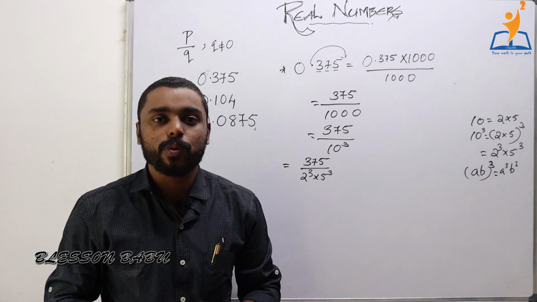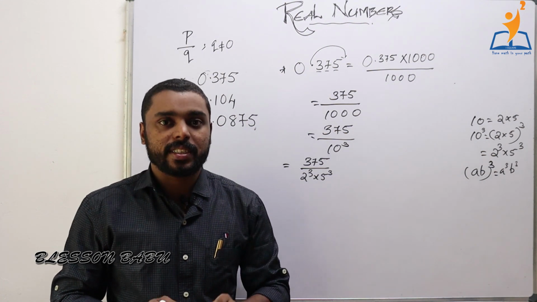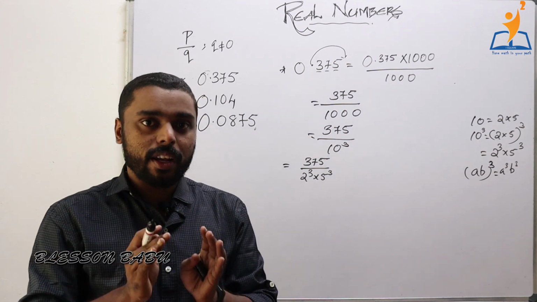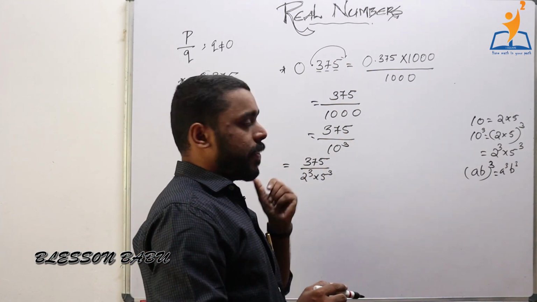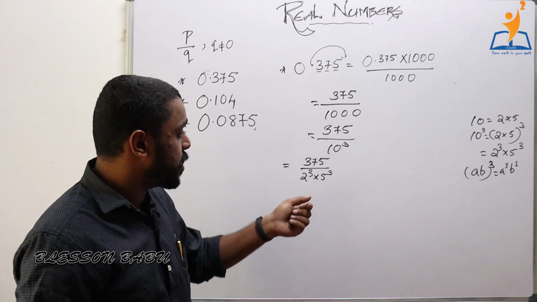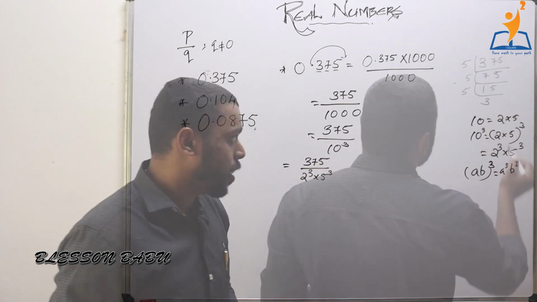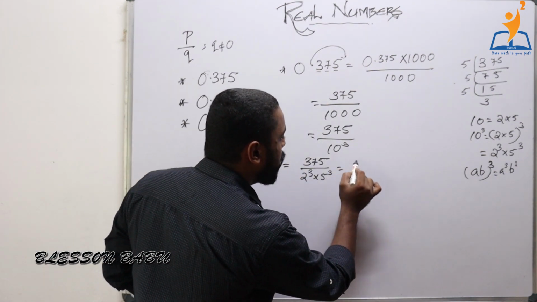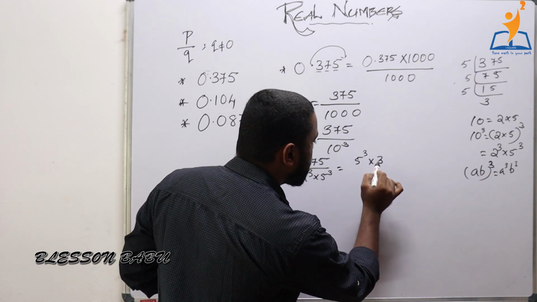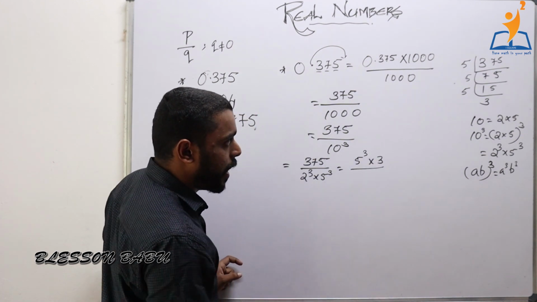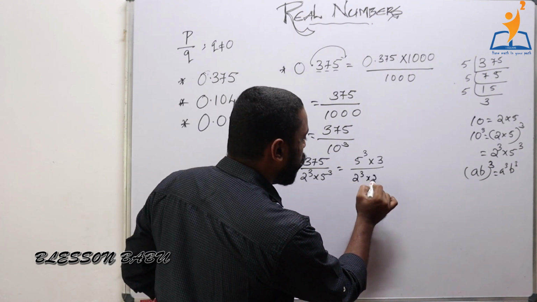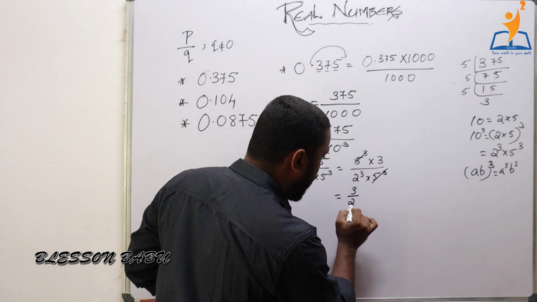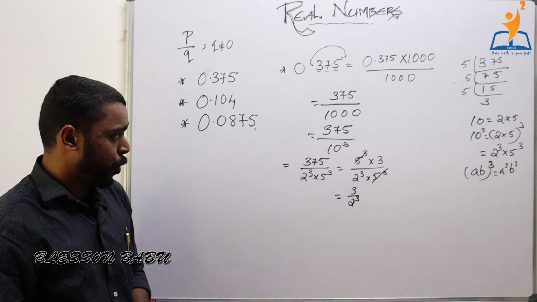We know how to reduce a number to its prime factors. It is enough to divide the number by the primes which are factors of those numbers. So we shall reduce 375 into its prime factors so that it is possible to cancel the common terms. So we have 375 equal to nothing but 5 cube into 3, divided by 2 cube into 5 cube. And here the 5 cube cancels and the result will be 3 by 2 cube, right?